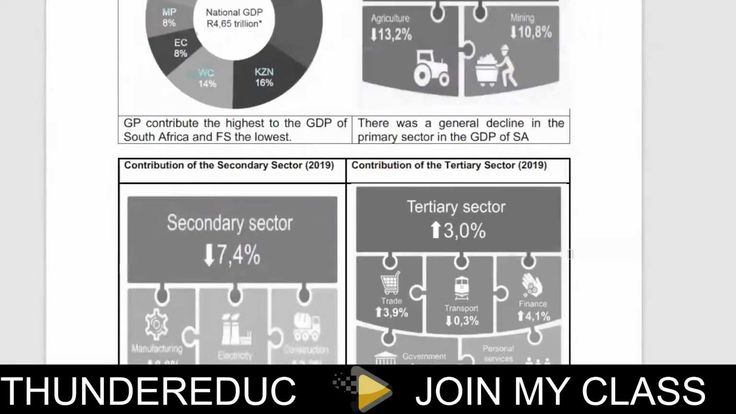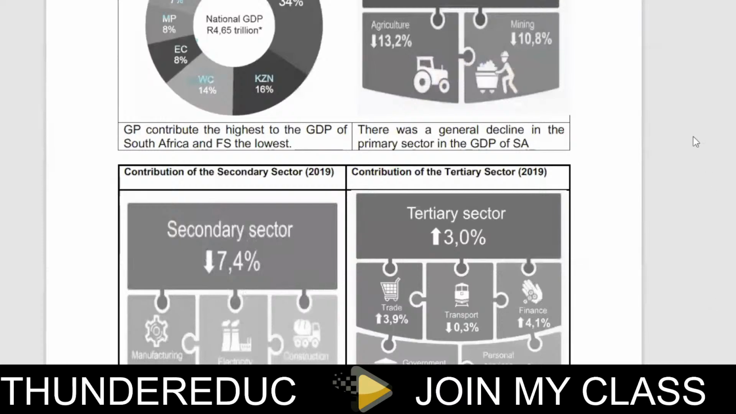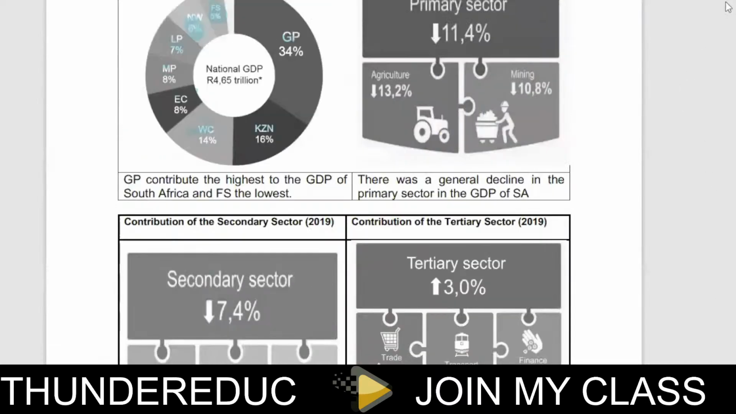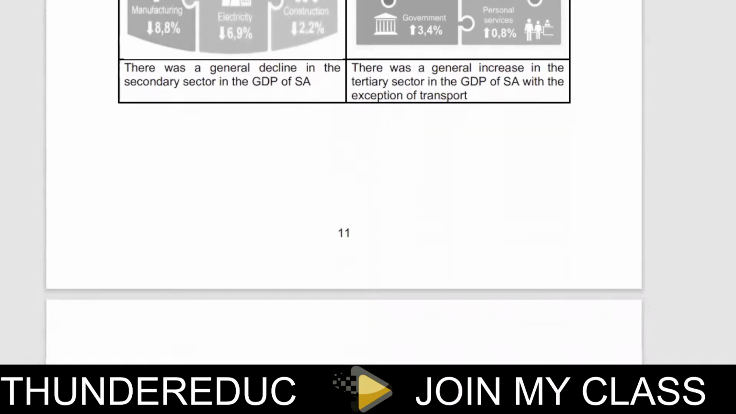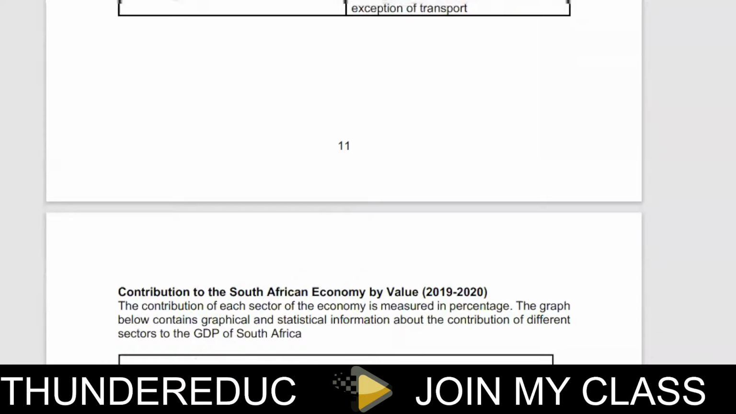Now, by just bringing in this aspect, look, the primary sector contributes 11.4%. The secondary sector, in this case, has its contribution of 7.4%. The tertiary sector contributes 3.0%. Okay, and all those are different sectors.